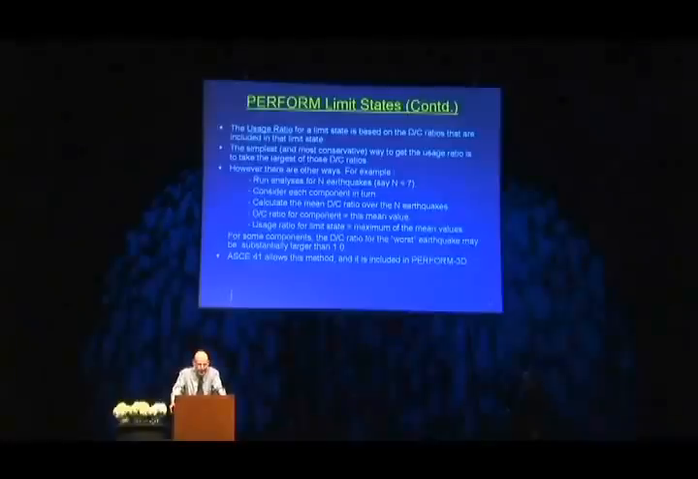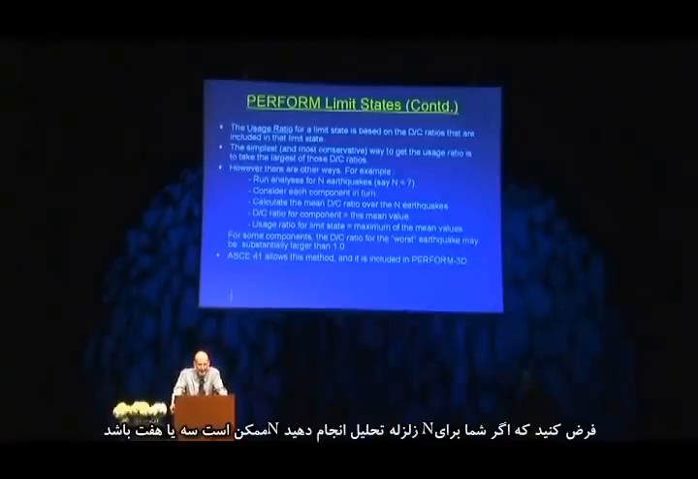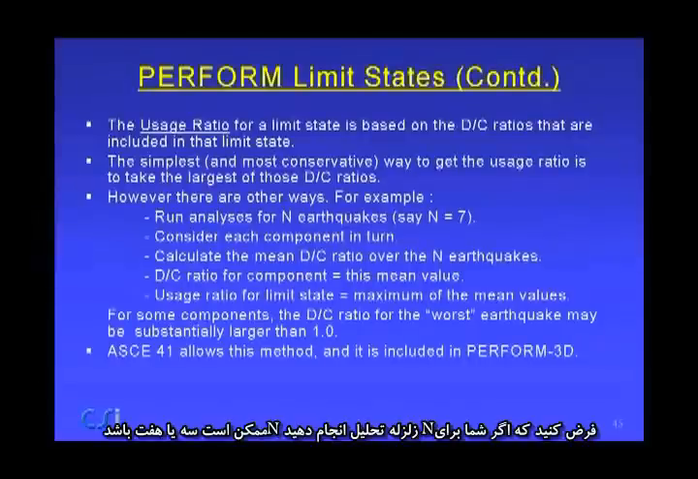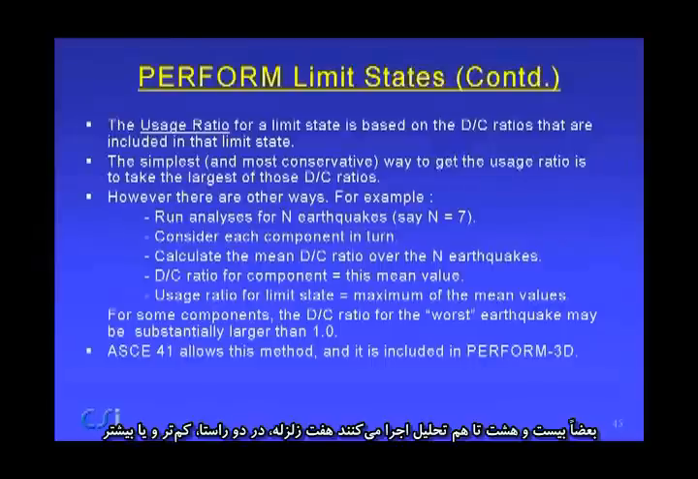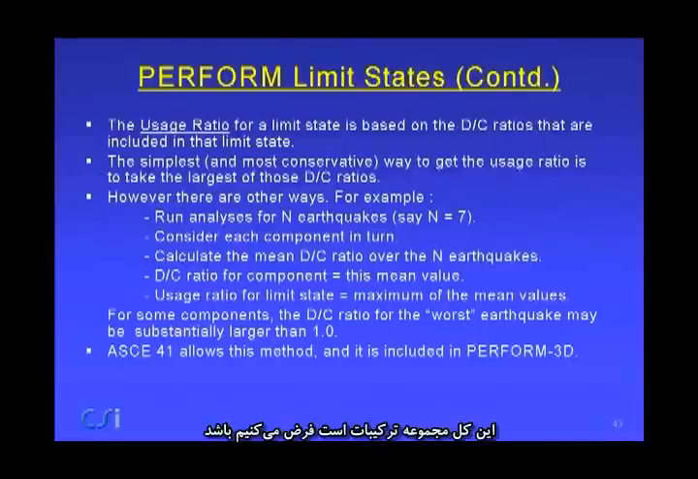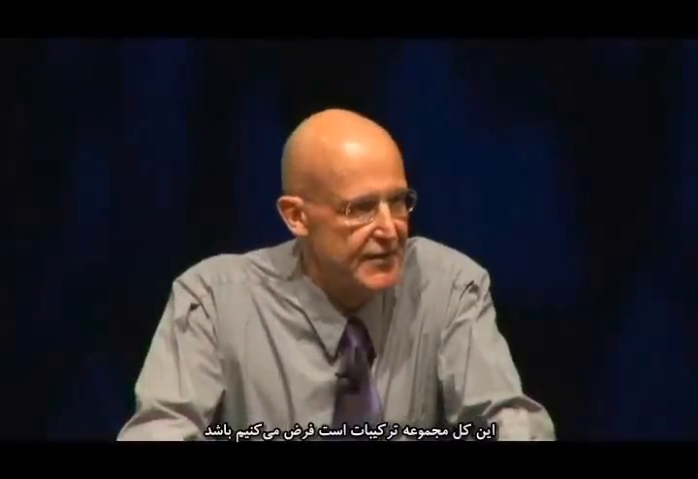But there are other ways, and here's an example. This now gets us into earthquakes. Suppose you run analyses for n earthquakes, and n might be 3, might be 7. Actually, people have been running 28: 7 earthquakes, 2 directions, plus and minus. There's a whole bunch of combinations. Let's say n is equal to 7 for the time being.